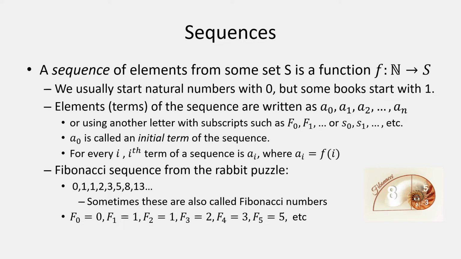And by the way, here I'm using A0, A1, A2. It completely doesn't matter, just some kind of a letter or something is good. For example, for Fibonacci, we use capital F, F0, F1, and so on. Often, because it's a sequence, S0, S1, and so on. The very first, the zeroth element of the sequence is called the initial term. And for every term of the sequence, say A sub I or S sub I, will be just the value of that function enumerating elements of the set S at number I.